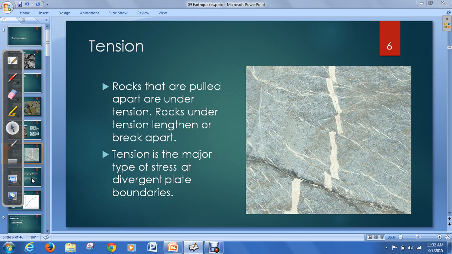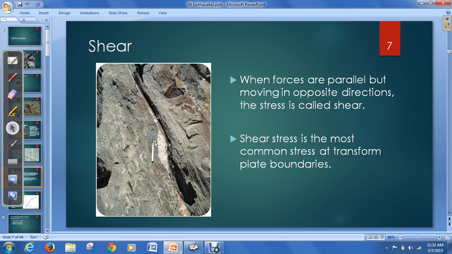Then the next one is what we call shear. You may be getting the pattern by now. This one is associated with a transform plate boundary. What that means is you have forces that are parallel but moving in opposite directions. This is what you usually associate with a fault line. So you have some type of movement in this direction, some type of movement in this direction, and they're going to slide along each other.